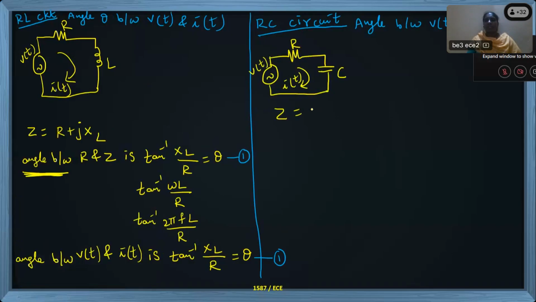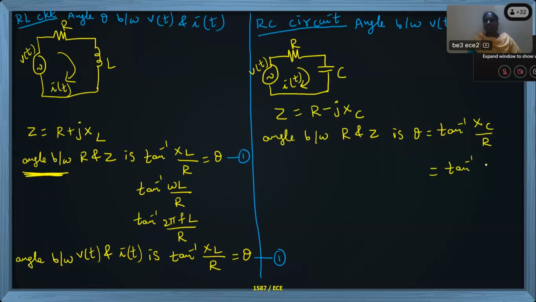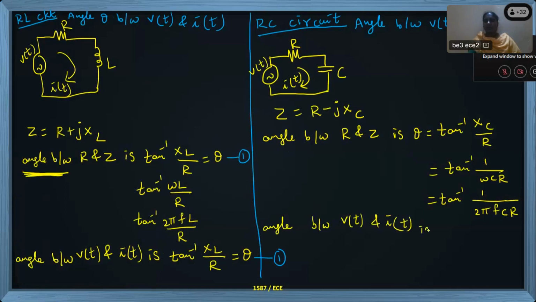Now Z, the complex variable, is R minus jXC. The angle between R and Z is theta equal to tan inverse XC by R. XC means 1 by omega C, and omega means 2 pi F, so tan inverse of 1 by 2 pi F C, all over R. The same angle exists between voltage and current in the circuit, with the same formula, tan inverse XC by R.